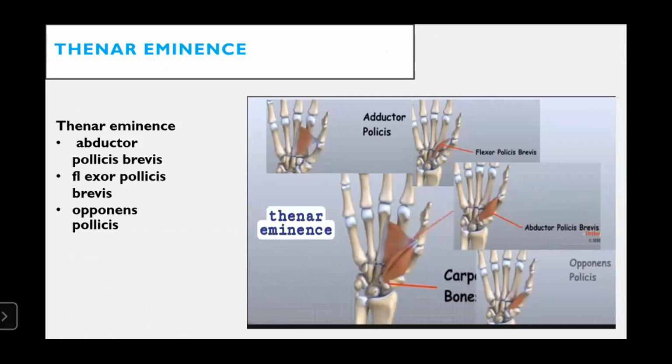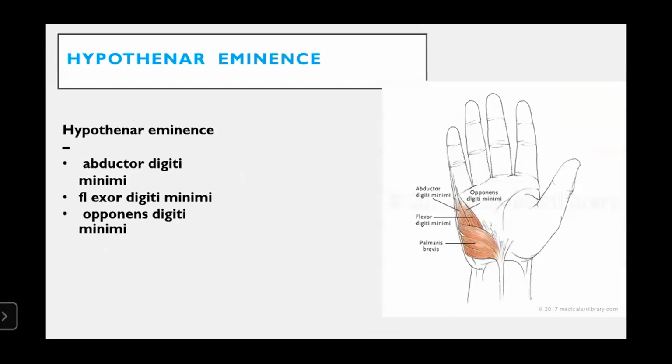Thenar eminence. The thenar eminence is composed of four muscles that take their names from their action, in addition to the word pollicis, which relates to the thumb. We have abductor pollicis brevis, flexor pollicis brevis, opponens pollicis and adductor pollicis. Hypothenar eminence: they are abductor, flexor, and opponens digiti minimi.